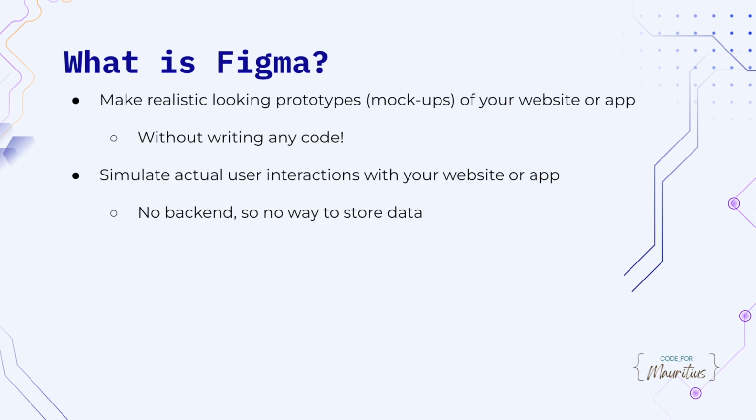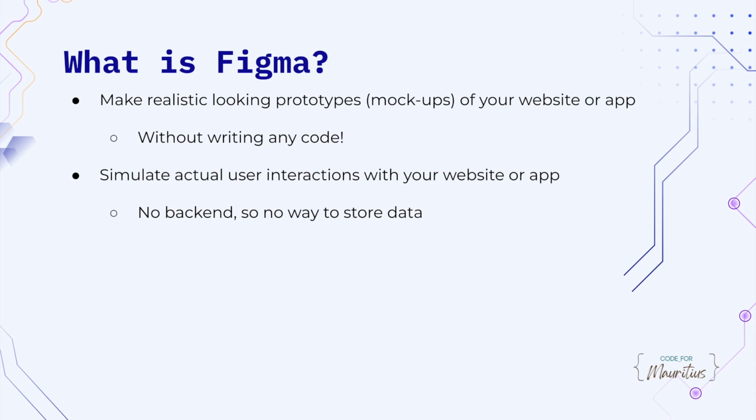The point of Figma is to make realistic looking prototypes. Another word for these realistic prototypes is mock-ups. If I use this word in the presentation, that's what it means, of your website or app. And you can do this without needing to write a single line of code. And you'll be surprised at how realistic Figma prototypes look. It's really cool. I can show you an example later.